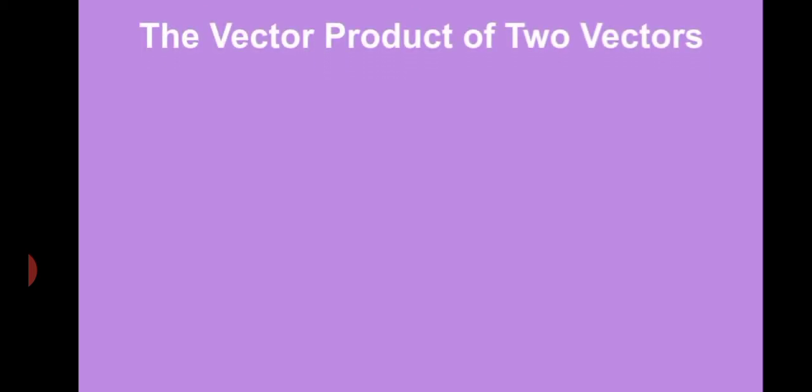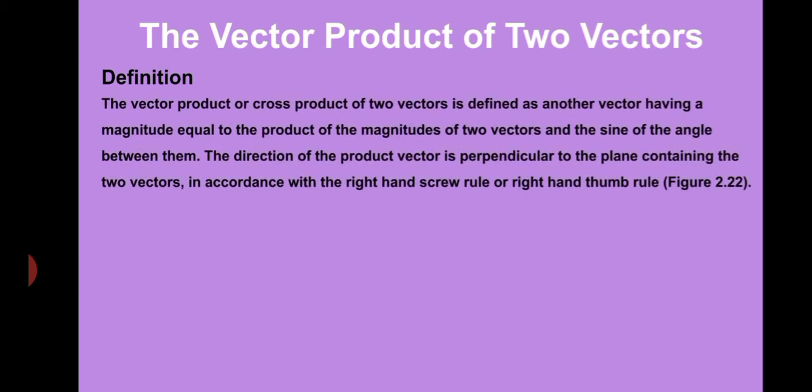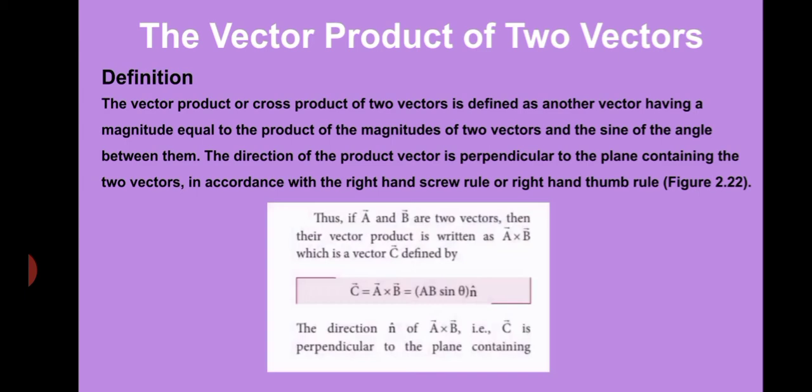The vector product of two vectors. Definition. The vector product or cross product of two vectors is defined as another vector having a magnitude equal to the product of the magnitudes of the two vectors and the sine of the angle between them. The direction of the product vector is perpendicular to the plane containing the two vectors, in accordance with the right hand screw rule or right hand thumb rule, as in the figure.